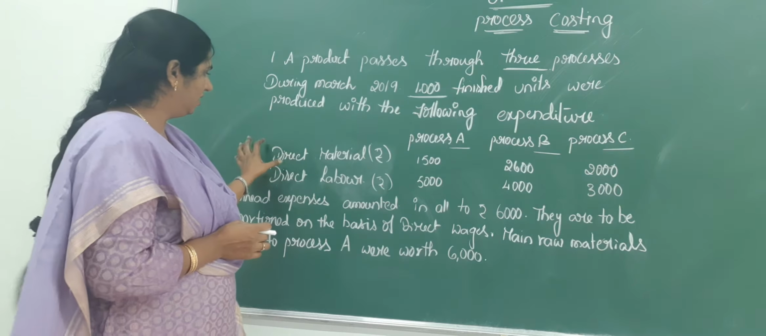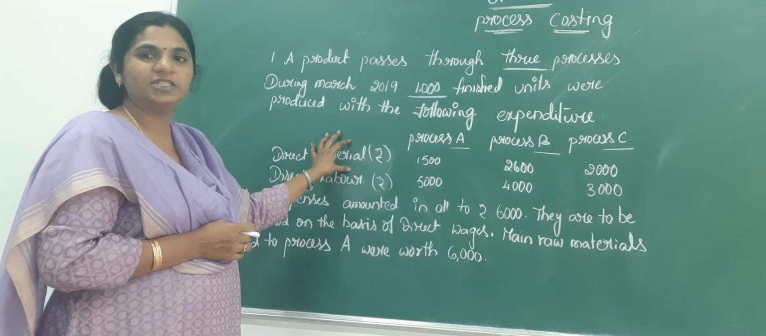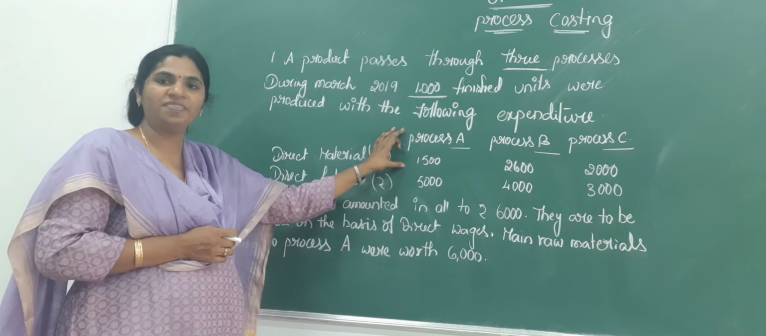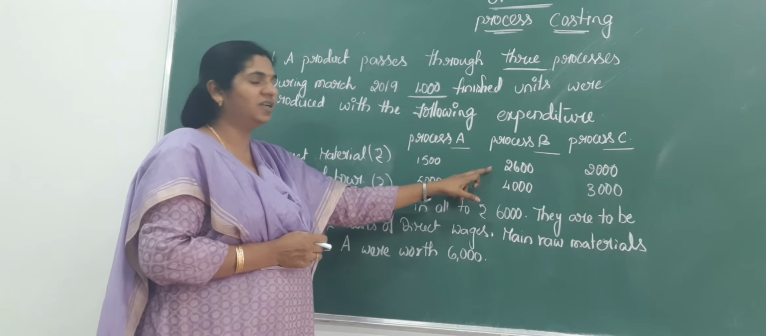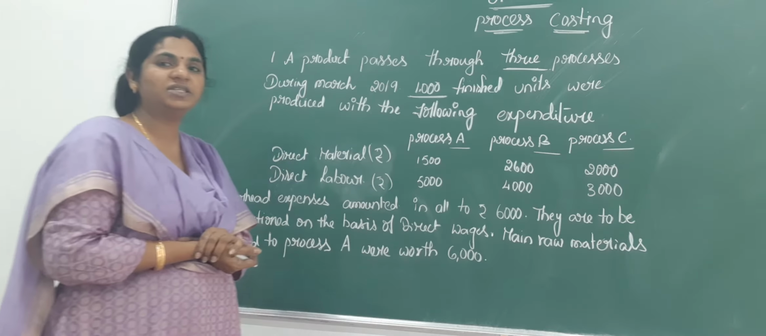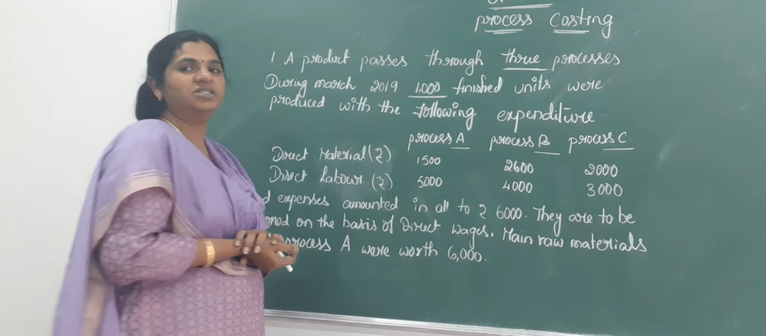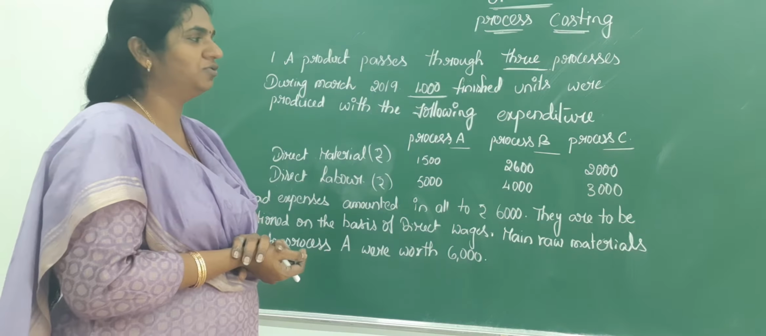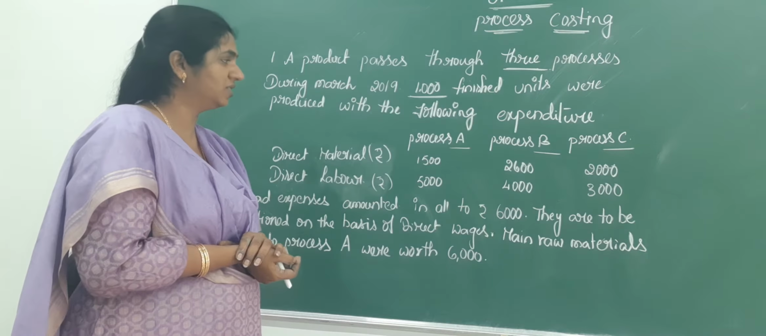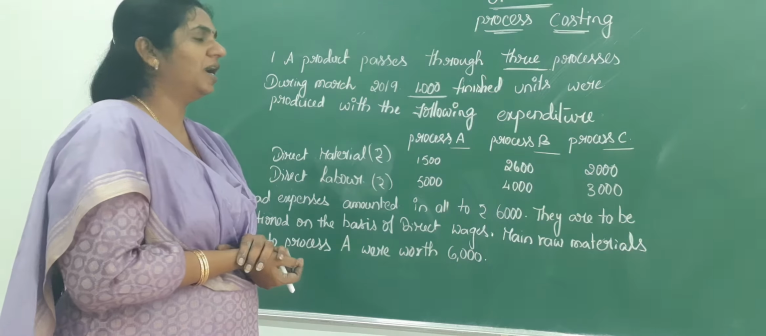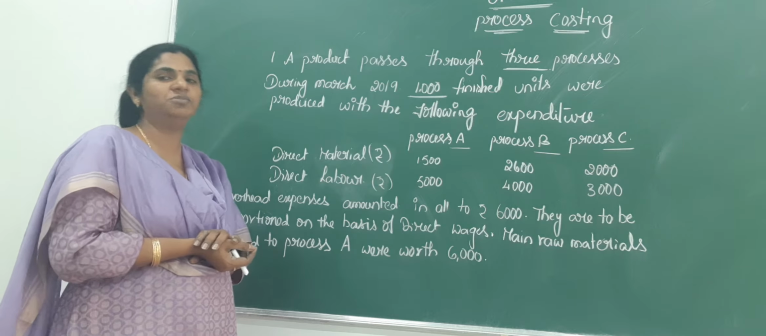So let us check the direct material expenditure. The direct material expenditure under process A is 1,500 rupees. Process B expenditure for direct material is 2,600, and process C direct material expenditure is 2,000 rupees. Process A 1,500, process B 2,600 and process C 2,000 is the expenditure for direct material.